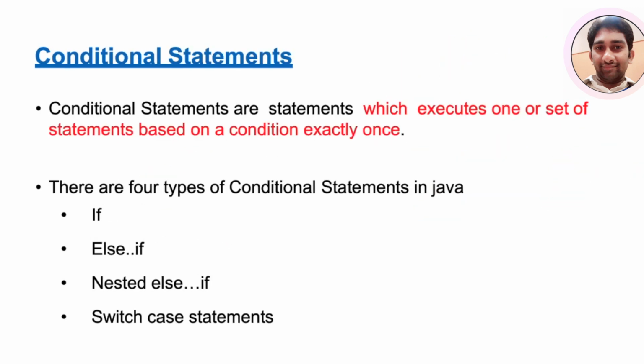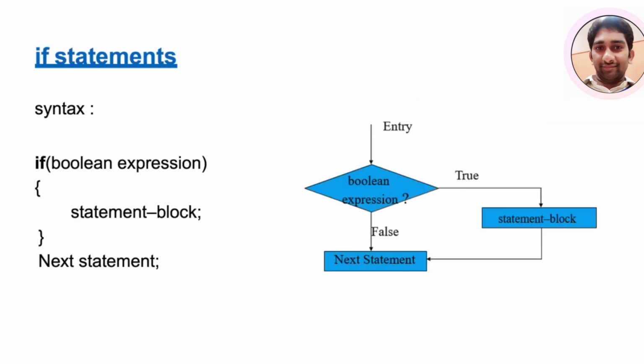Coming to conditional statements, which execute one or a set of statements, I already told you there are four types: if, else if, nested if else, and switch case. First, we will see the syntax of this particular if statement. In the if statement, this is a keyword. We already discussed keywords, right? This is a keyword that represents the selection statement if. Next one is a Boolean expression. What is a Boolean expression? In the last class, I told you that expressions will be created.